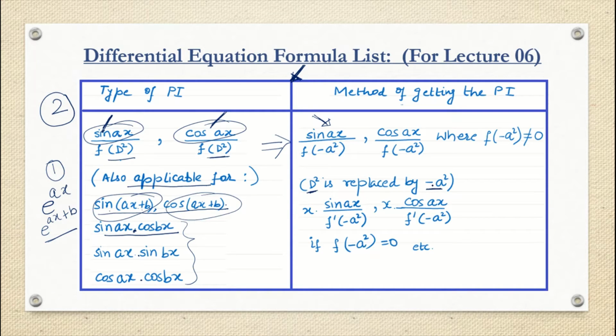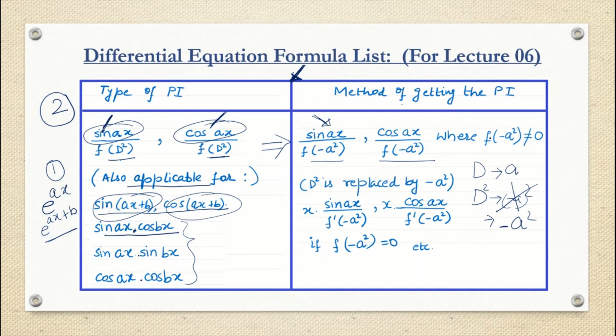In type 1, what did we do? We replaced d with a, correct? Here we are replacing d square, not d. We are replacing d square with minus a square, this doesn't mean that this is minus a whole square, correct? No, this is not that. First you have to replace d square with a square, right? A square, and then put the minus sign here. So this is nothing but negative of a square. Okay, fine. So this is what we are doing here. Similarly, if it is sine or cos, anything is there, we write the same way.